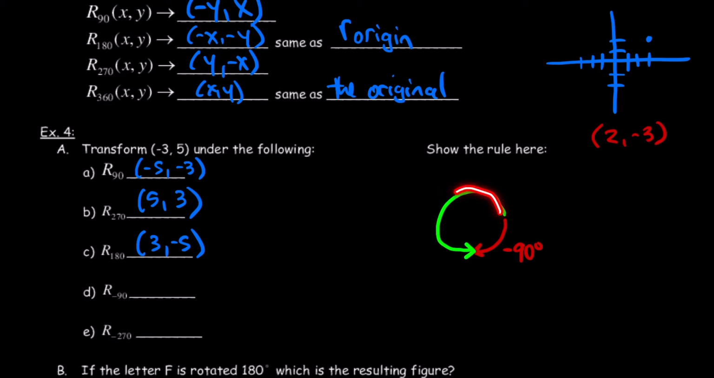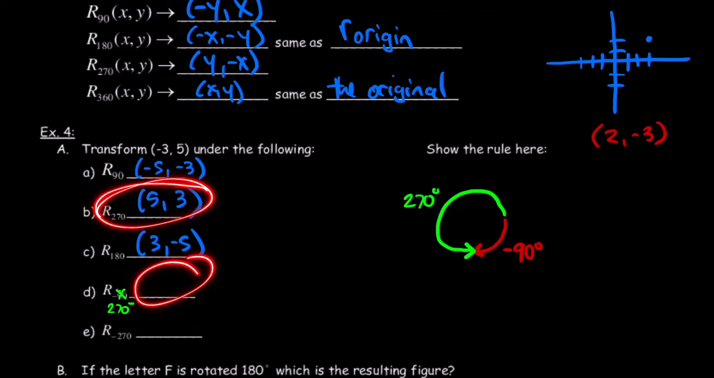To figure out the exact angle of that rotation, we just take 360 minus 90. Well, that's 270. So a -90 is the same as a positive 270. There is no rule for -90, but what we just do is cross that out and write down 270. And since we've already done that here, you just have to copy that coordinate down. So that would be 5, 3.